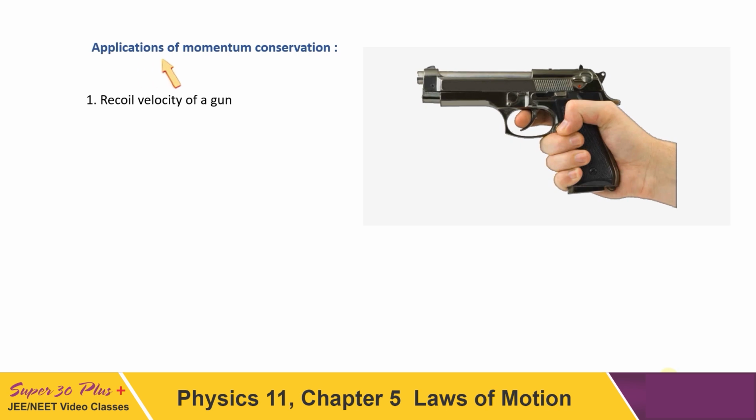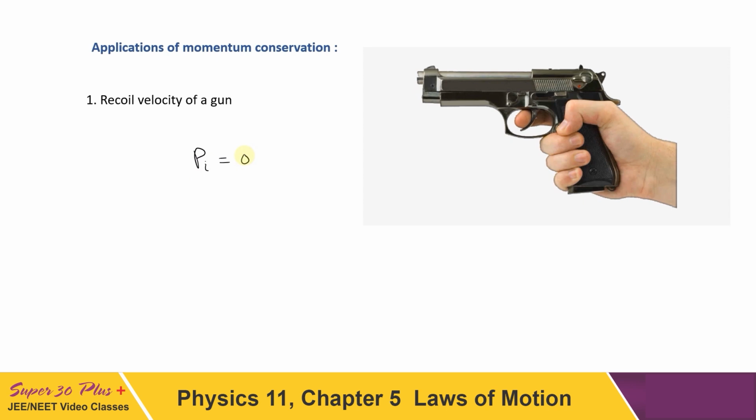Some applications are there for momentum conservation. The first is the recoil velocity of a gun. When you are holding a gun with a bullet in it, please do not do this. It is just an illustration. So if you are holding the gun with a bullet inside it, of course the momentum of this system is 0. So the initial momentum can be written as 0 because the gun as well as the bullet are at rest.